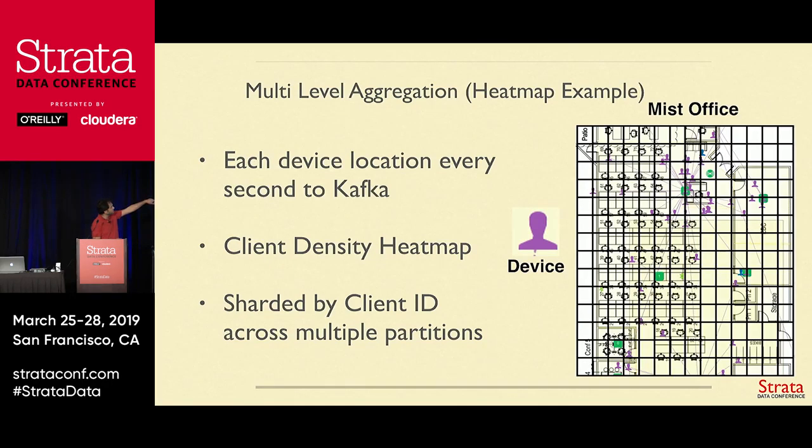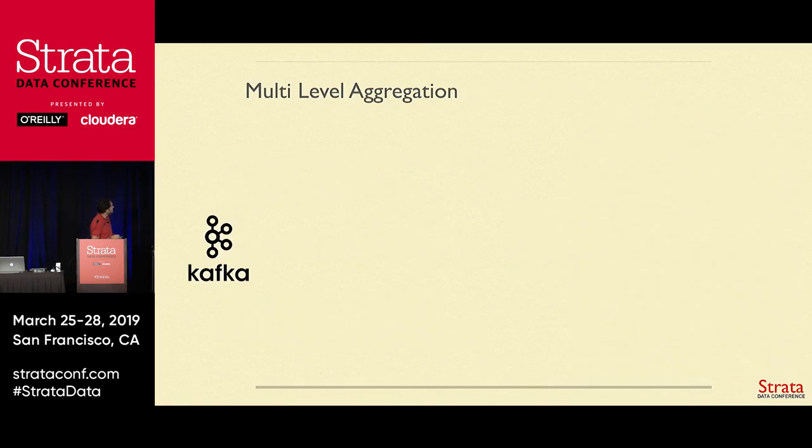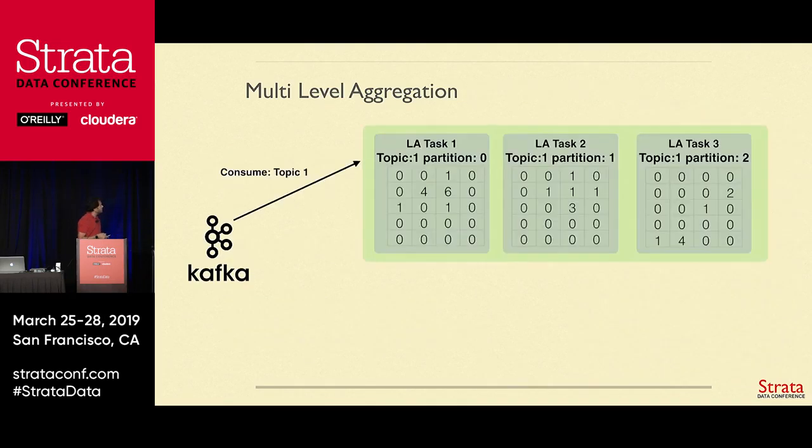So we divide the whole map into a grid. The basic location topic, which is giving us the input, has all the clients divided into 3 different partitions. So basically, we get the unique count over the map from 3 different partitions. These represent the partial sums, the partial unique counts for the map.